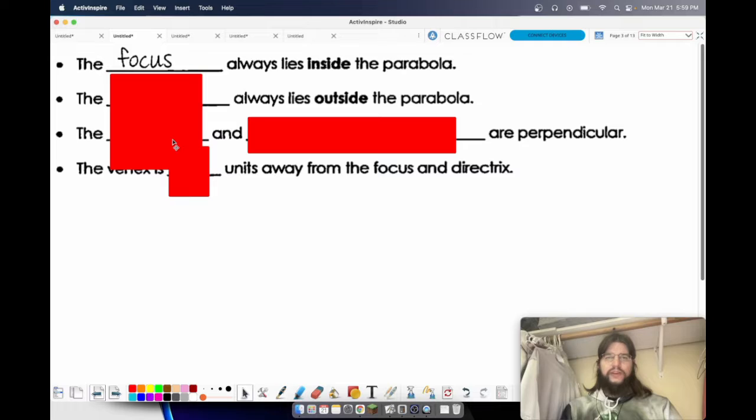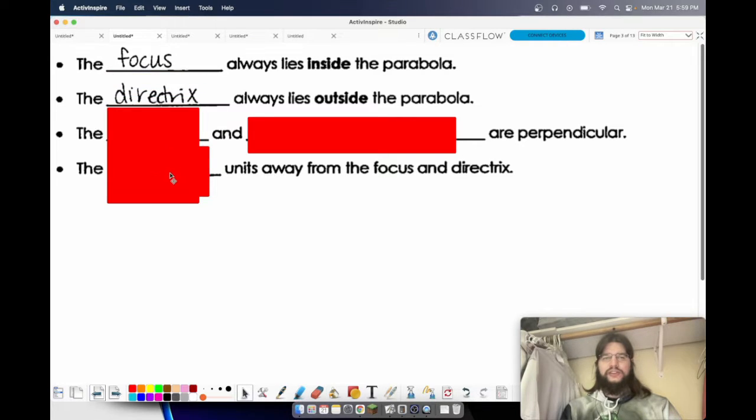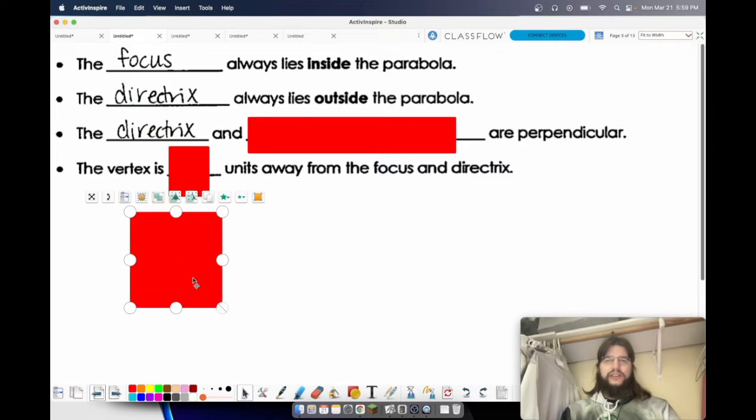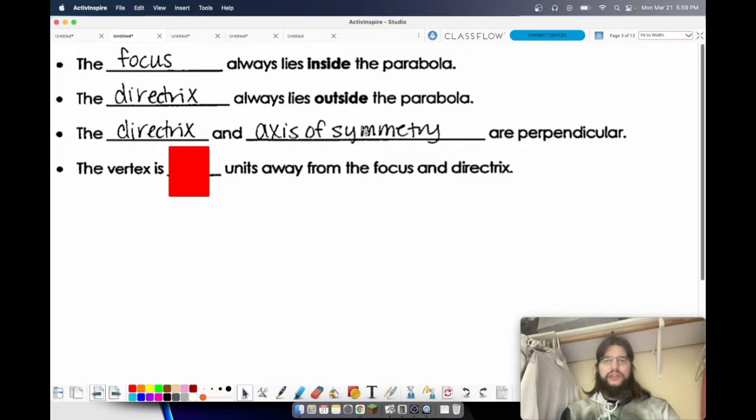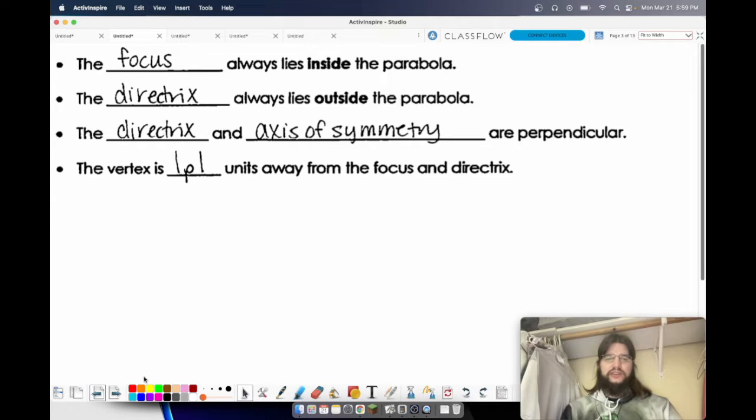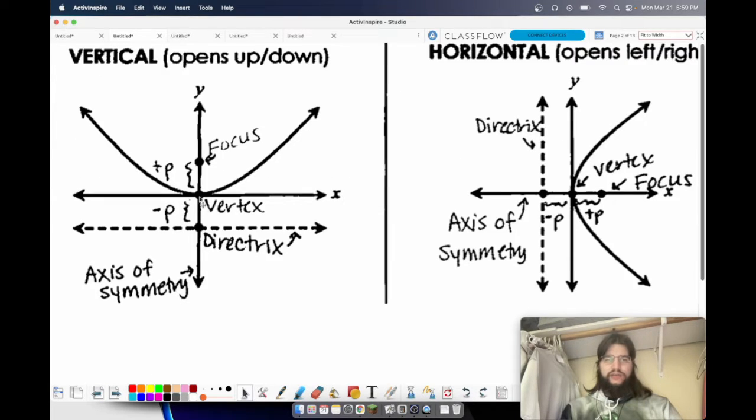So, the focus is always inside the parabola, the directrix is outside. The directrix and the axis of symmetry are always perpendicular, and the vertex is absolute value of p units away from the focus and the directrix. So again, here's the vertex, focus, directrix, vertex, focus, directrix. I would just say it's p units away, plus or minus, depending on which way you're going.